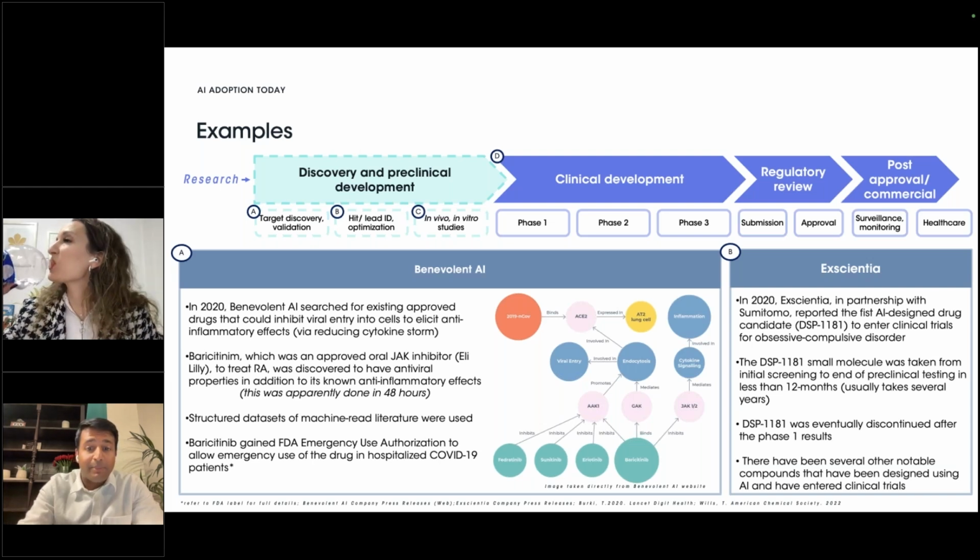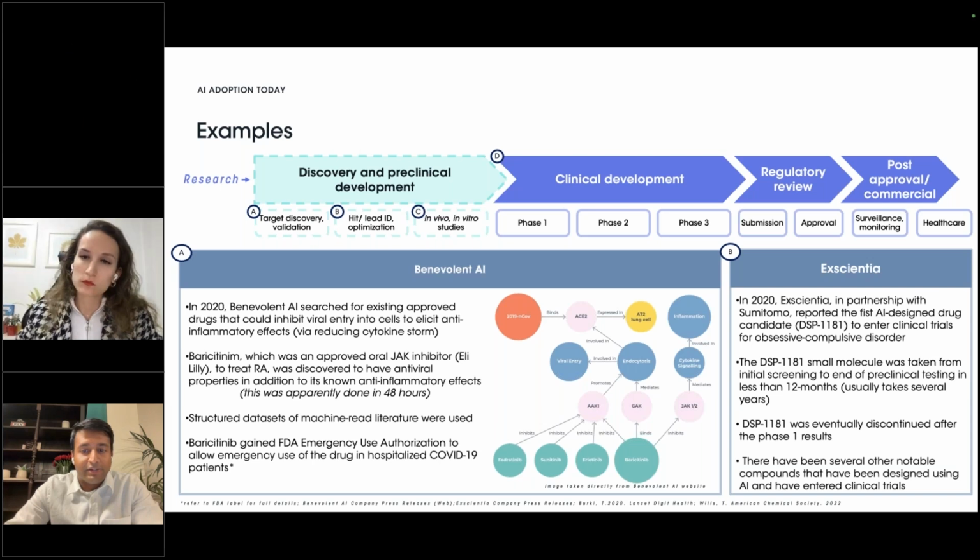Just to provide a few examples from the real world, we have, in the case of target discovery and validation, which is actually also an example of drug repurposing, the company BenevolentAI that was able to take advantage of the COVID-19 pandemic to mine a set of structured data sets of machine-read literature to discover an existing drug that had antiviral properties. This drug was baricitinib, which is an approved JAK inhibitor for rheumatoid arthritis. And they found that this drug, in addition to its anti-inflammatory effects through the JAK pathway, had antiviral properties by mediating the entry of the COVID-19 virus into cells. And this was apparently done in a matter of days. So that's very powerful when you think about how long drug development takes for this stage in a typical context.